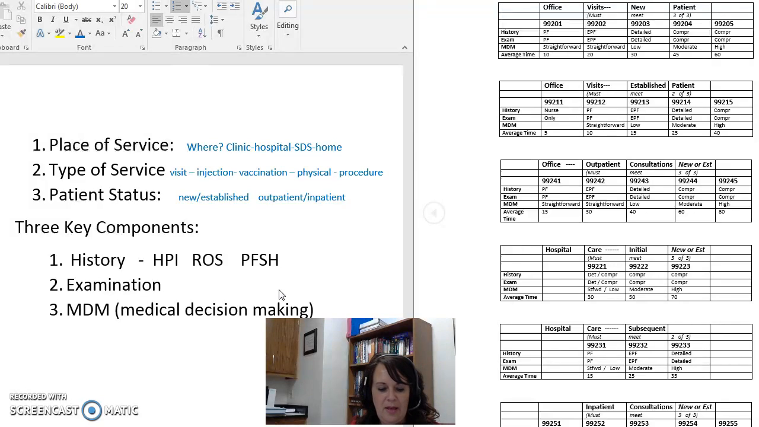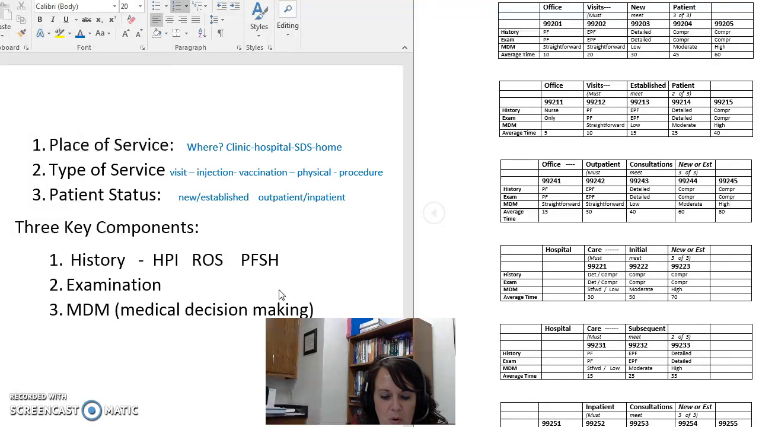Consultations are listed, and under consultations, we have office or other outpatient consultations. You can have a consultation in the doctor's office, and you can have a consultation when you're in the hospital. There's inpatient consultations there, as you can see too. If we look back at these, it's just as easy to turn right back to page 11 and 12 at the new patient and established patient codes for doctor's visits or office visits.